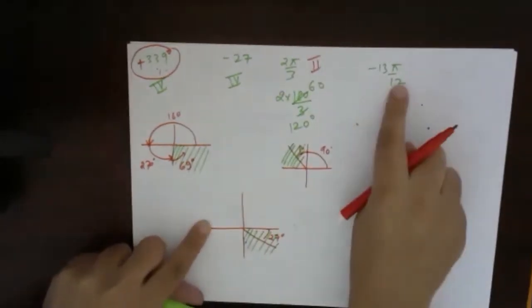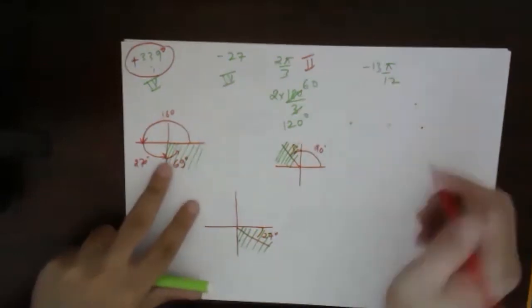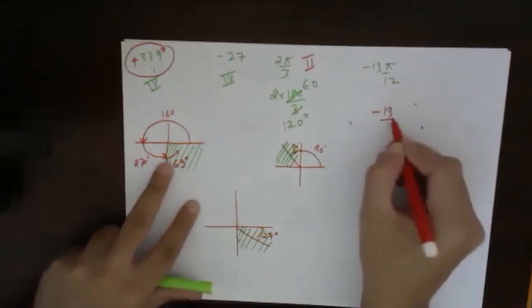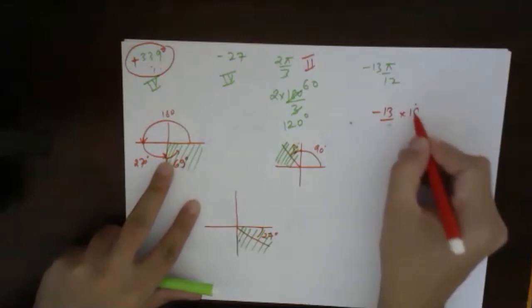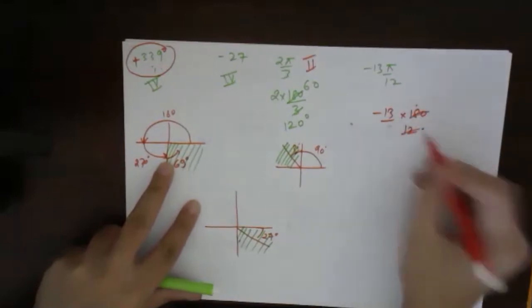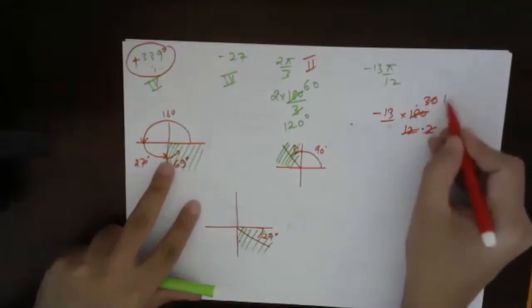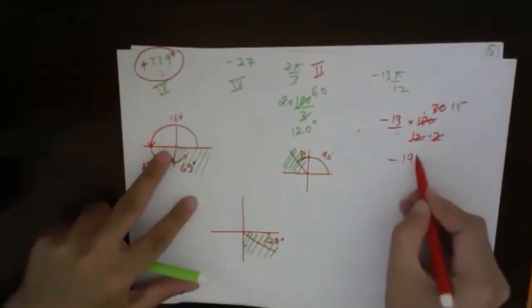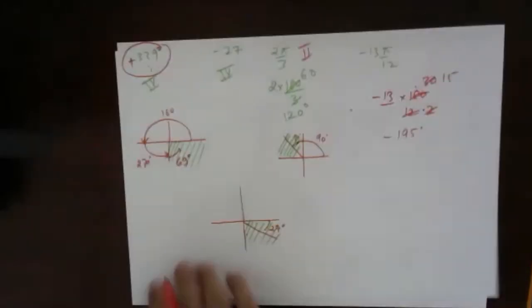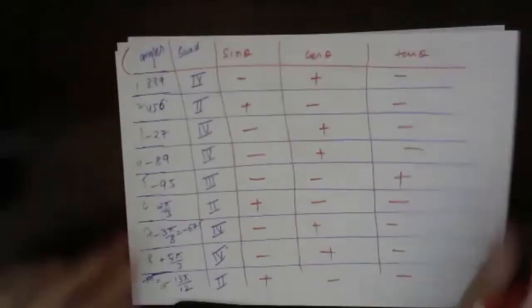Okay. Similarly, I can check for minus 13 pi by 12. So I can write minus 13 into 180 by 12. This is 15. Minus 13 into minus 15, we already have calculated minus 195. So this is minus 195 degrees. And 5 by 3 is wrong, I guess. Yeah, I just realized.